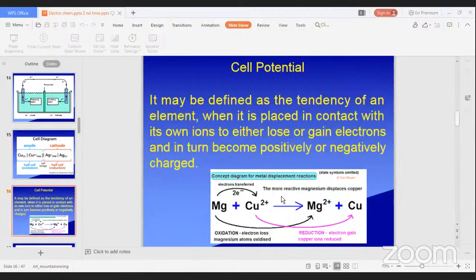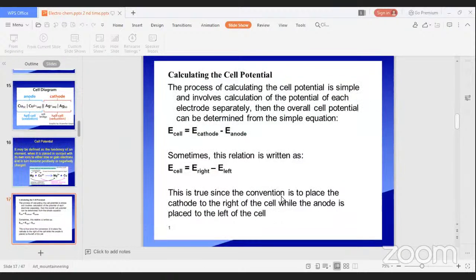Next, cell potential. So what is cell potential? It is the tendency of an element, when placed in contact with its own ion, that the electrode may lose electrons or gain electrons. By losing the electron, it will be converted into a positively charged ion. By gaining the electron, it will be converted into a negatively charged ion.